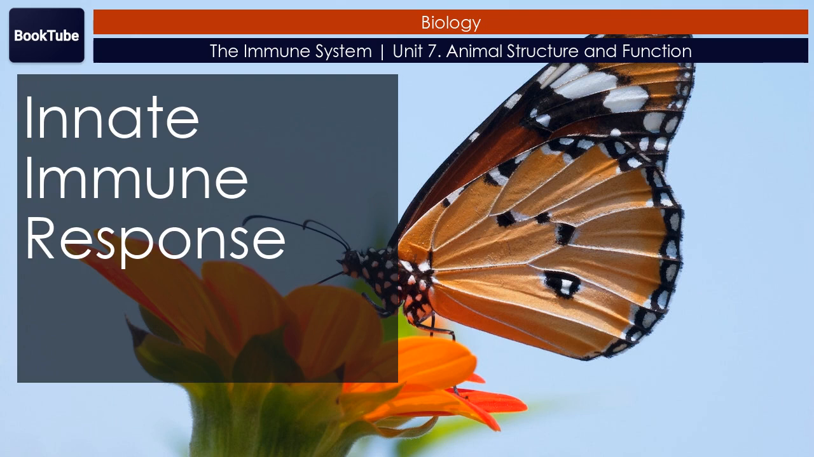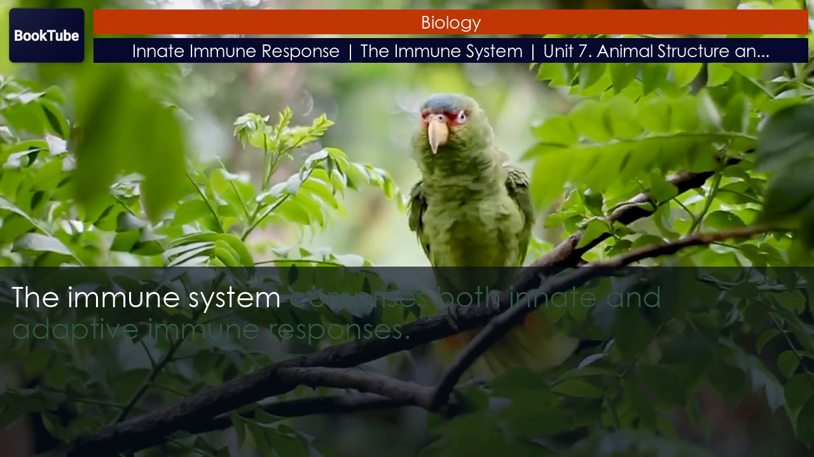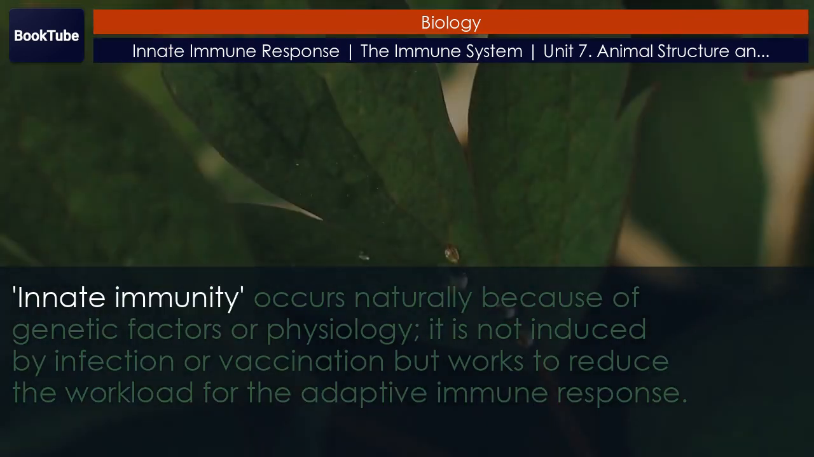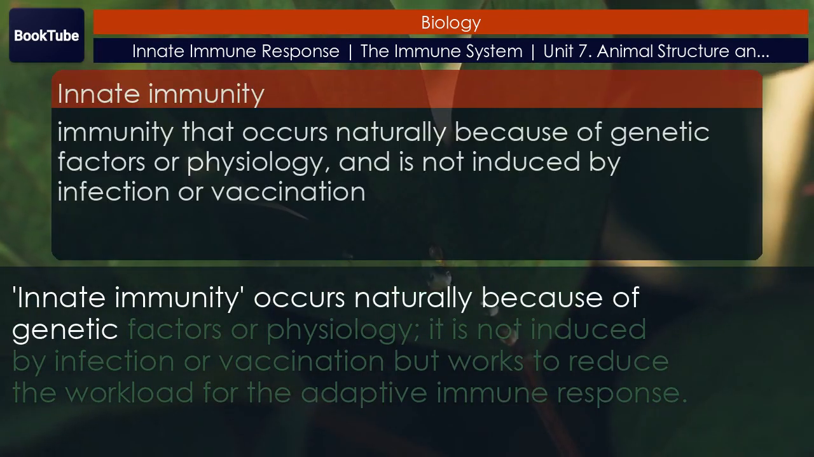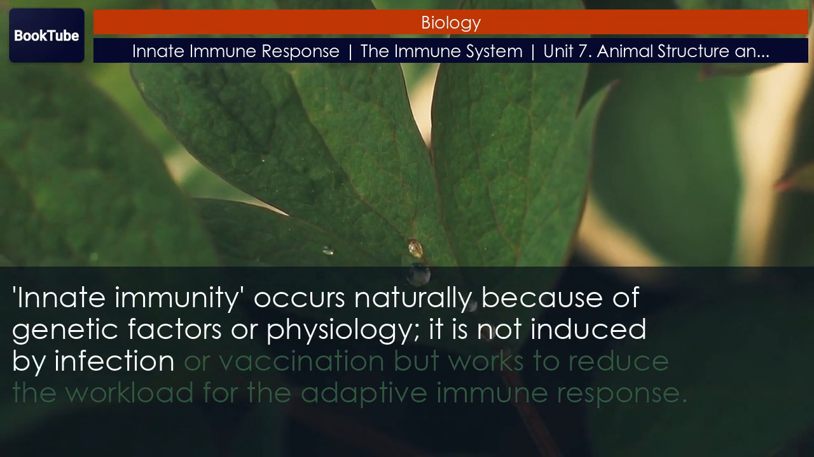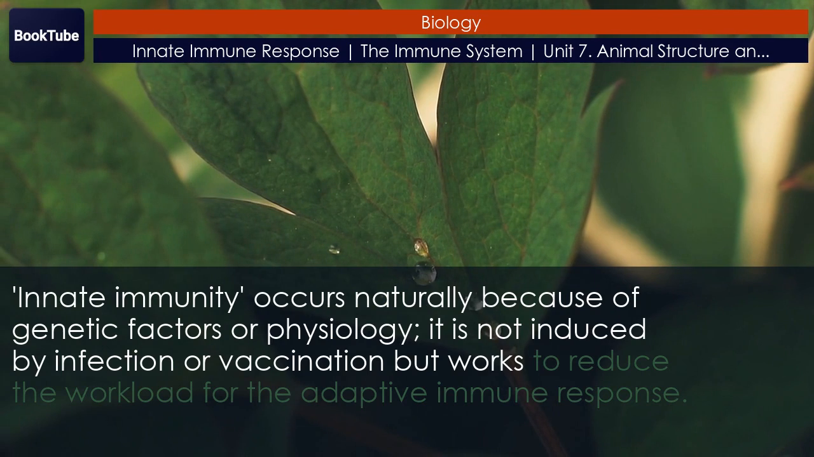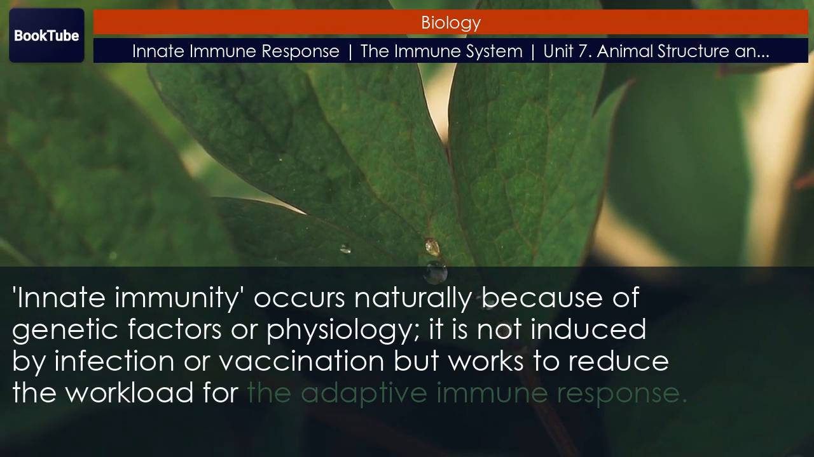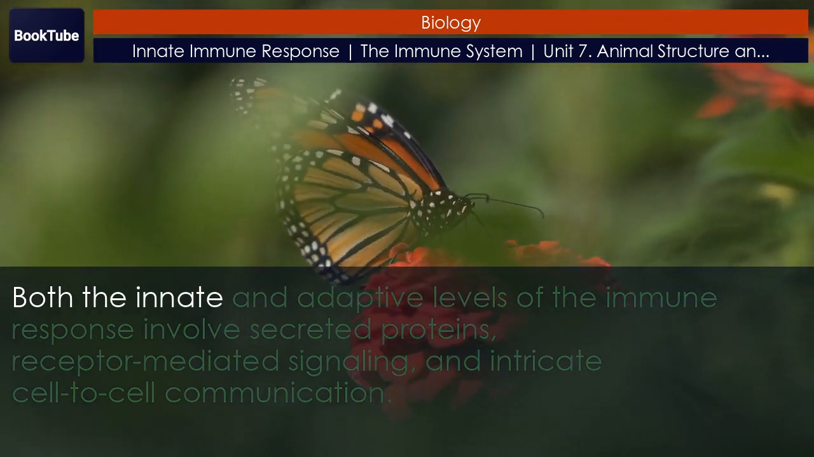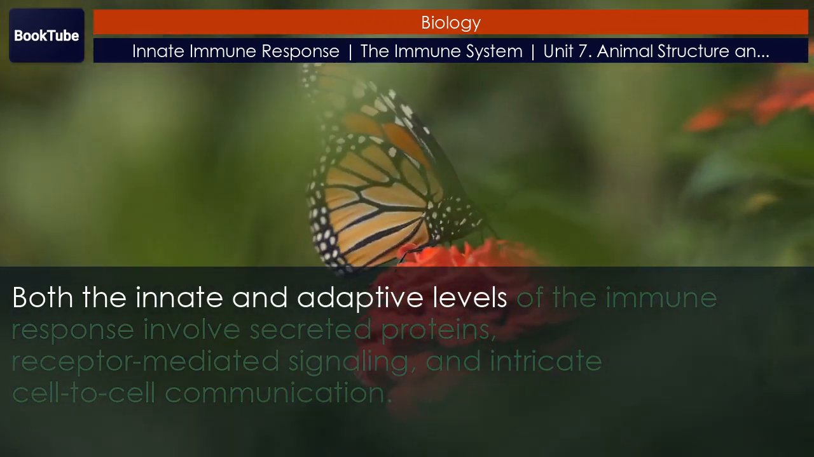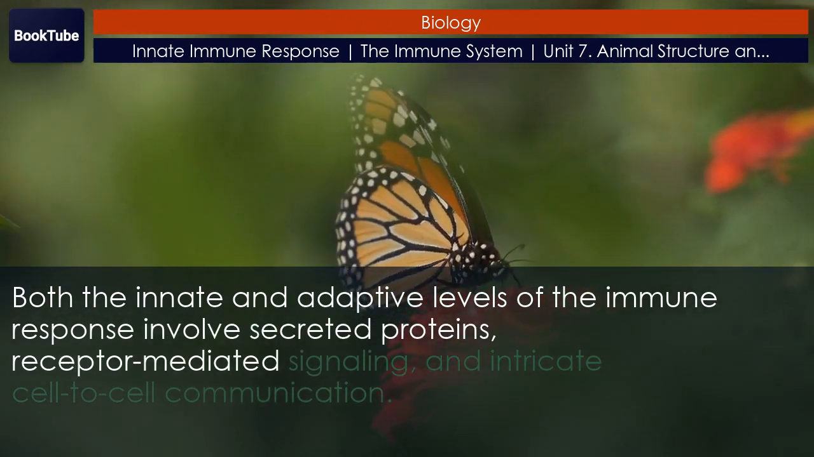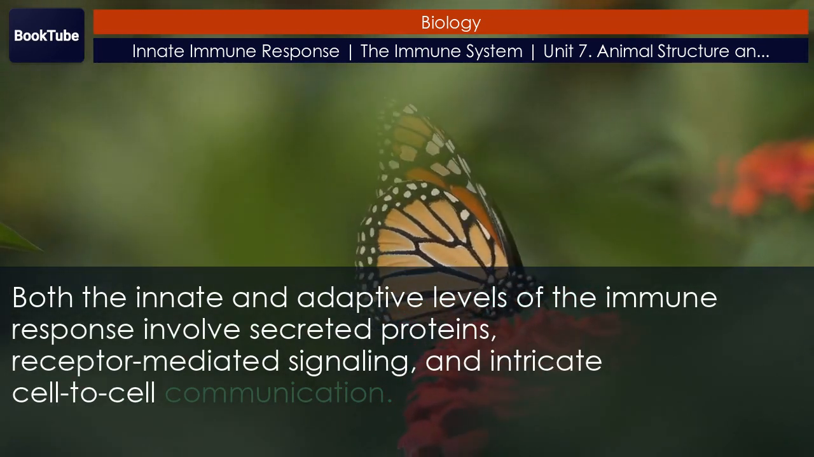Innate immune response. The immune system comprises both innate and adaptive immune responses. Innate immunity occurs naturally because of genetic factors or physiology. It is not induced by infection or vaccination but works to reduce the workload for the adaptive immune response. Both the innate and adaptive levels of the immune response involve secreted proteins, receptor-mediated signaling, and intricate cell-to-cell communication.